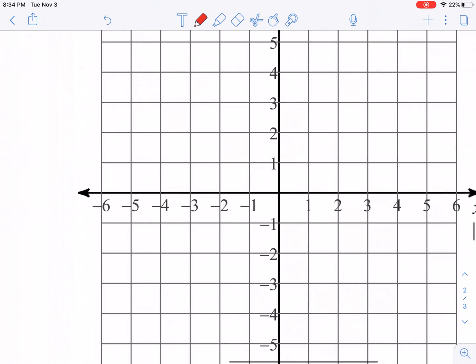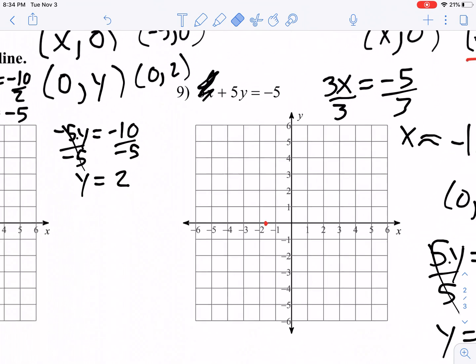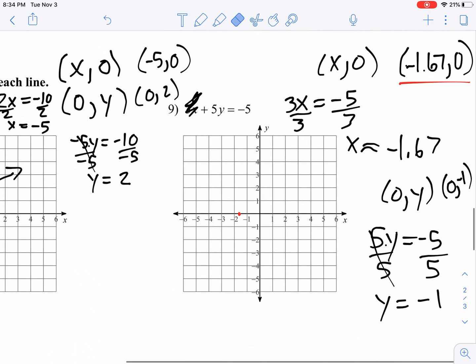So trying to go out here, that's about 2/3 of the way. So negative 1 would be here. Then about 2/3 of the way might be about right there. So negative 1.67. Then my y-intercept is 0, negative 1 over here. So I'm out 0 on the x, not going left, not going right, but down negative 1 on the y. So these would be my 2 points, and this would be my line that passes through my x-intercept and my y-intercept.